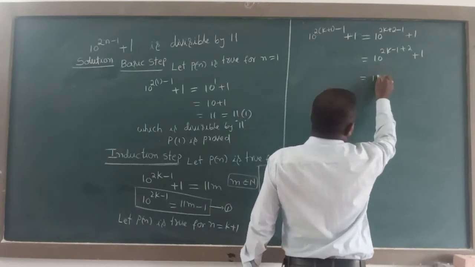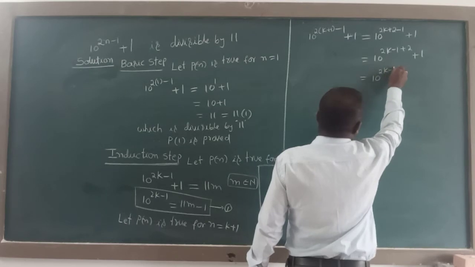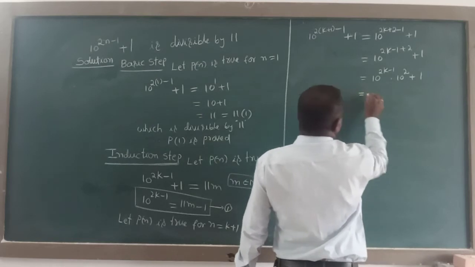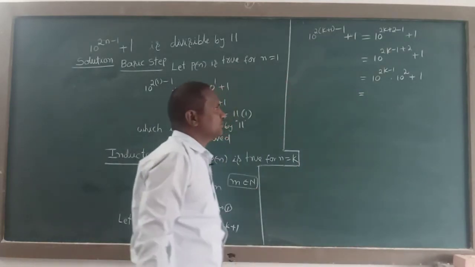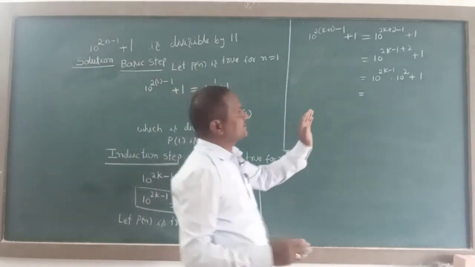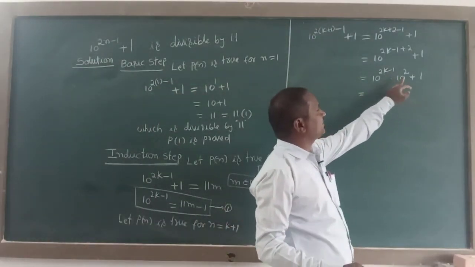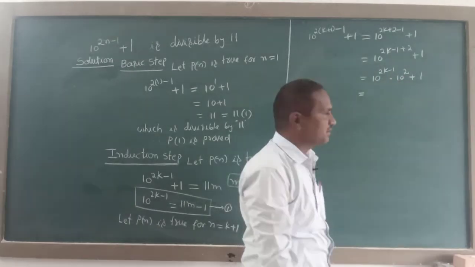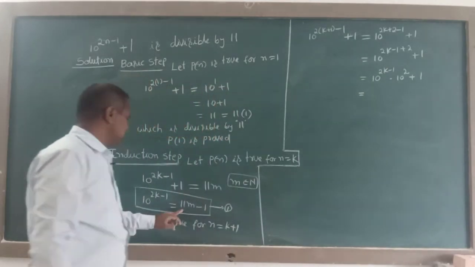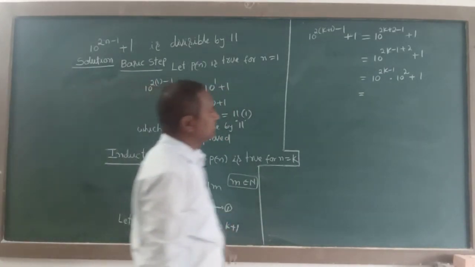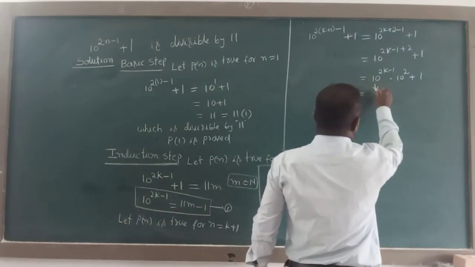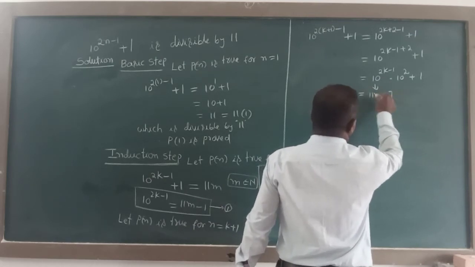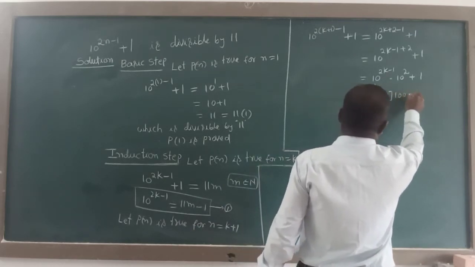We can write this term like this: 10 to the power of 2k minus 1 into 10 square, plus 1. 10 to the power of 2k minus 1 plus 2 can be written as 10 to the power of 2k minus 1 into 10 square, because if the bases are same, then we can add their powers. In the 10 to the power of 2k minus 1 place, how much do we have? 11m minus 1 in this place. We can take it from equation 1. 11m minus 1 into 10 square is 100, plus 1.